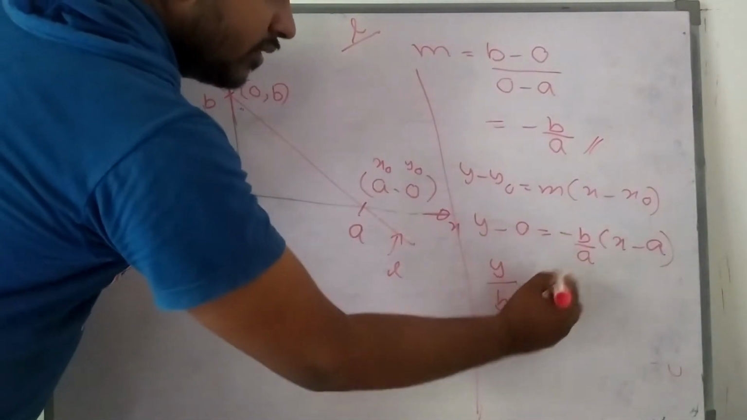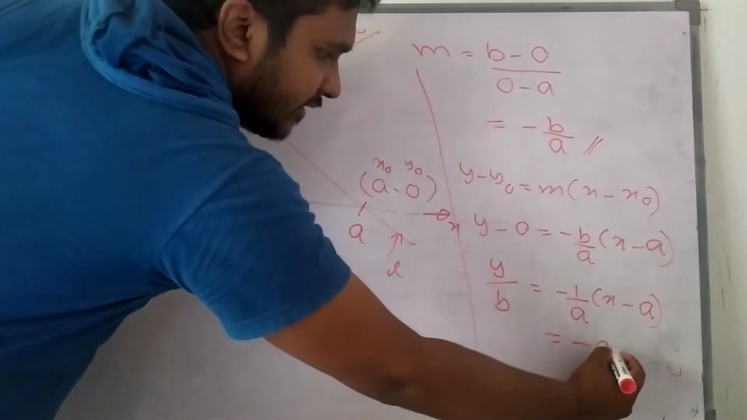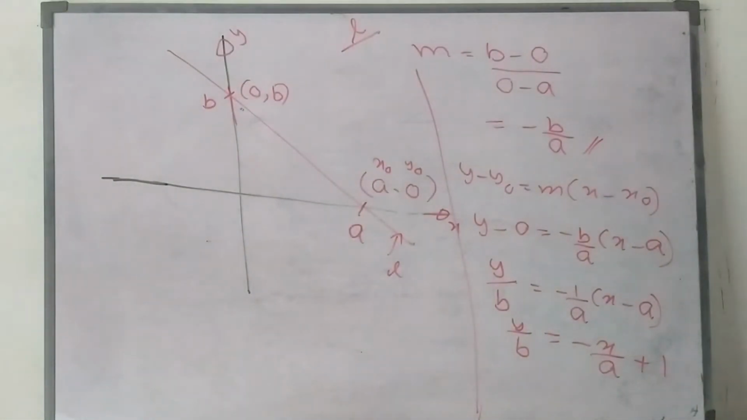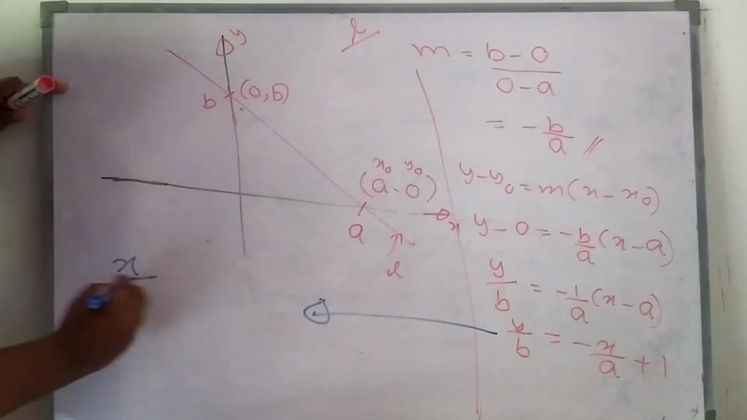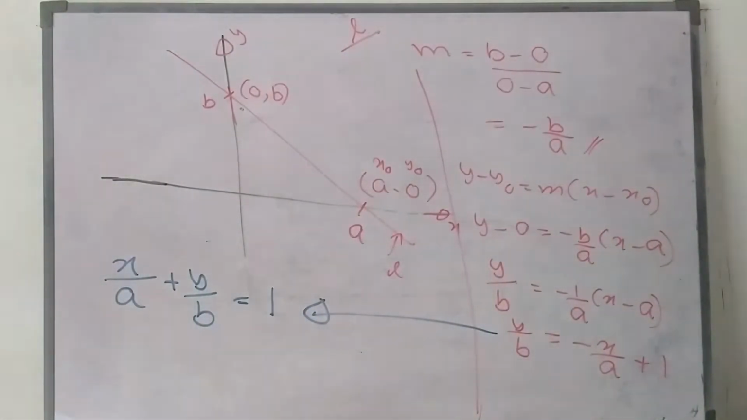y minus b equals minus 1 over a times x minus a, right? So it's minus x over a plus 1, equals y over b, right? So then it will be x over a plus y over b equals 1. This is the equation of the straight line when the line intersects the x axis at point A and the y axis at point B. So what I did, I first found the gradient of that line, and also rewrote the equation using y minus y naught equals m times x minus x naught, right?